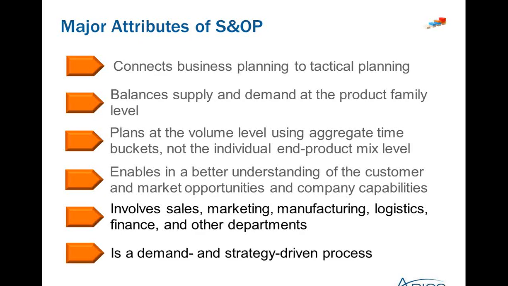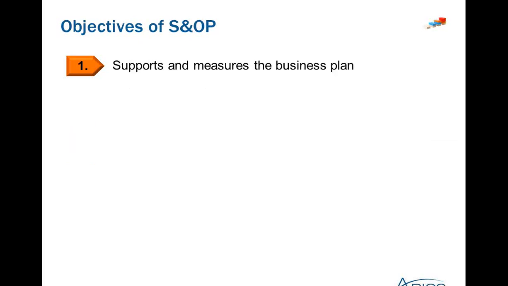S&OP is demand and strategy driven. That goes back to what I said a few minutes ago, where we said you do that demand plan first, then the production plan, which is validated by resources, and then you find out if the inventory fits the plans of the company. And if it doesn't, you go back and change your production plan, not your demand plan.